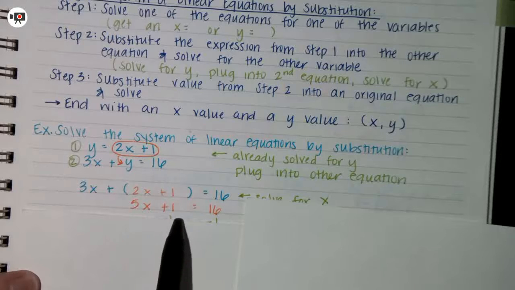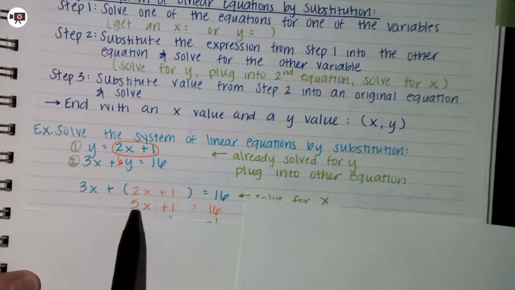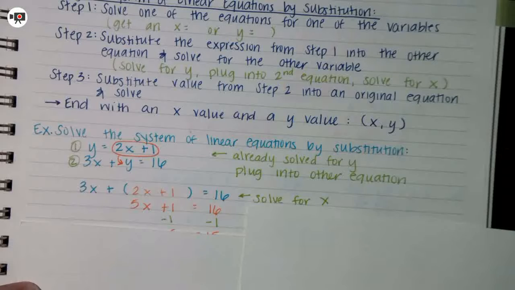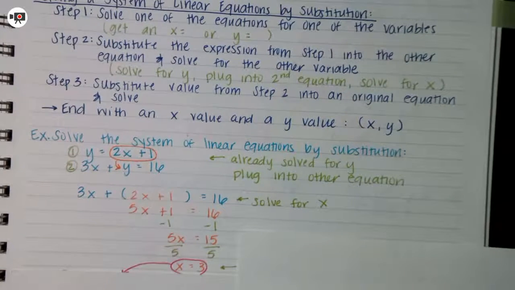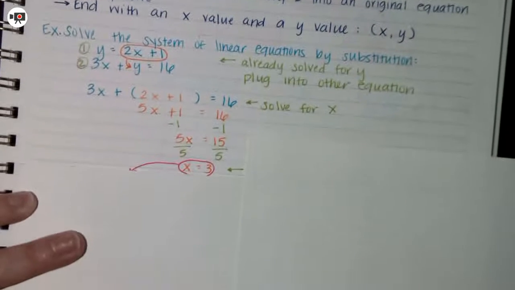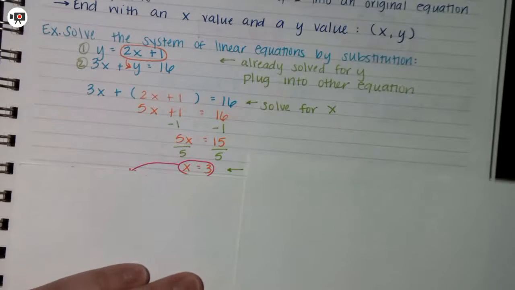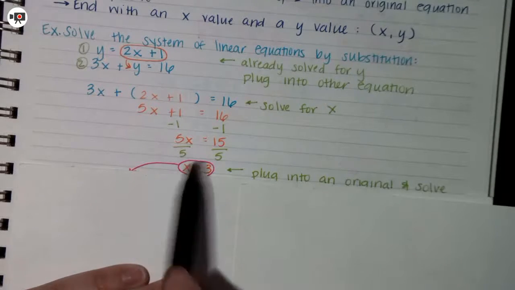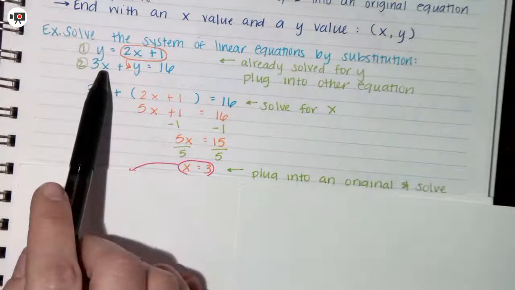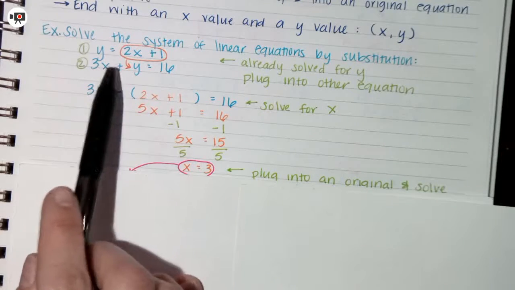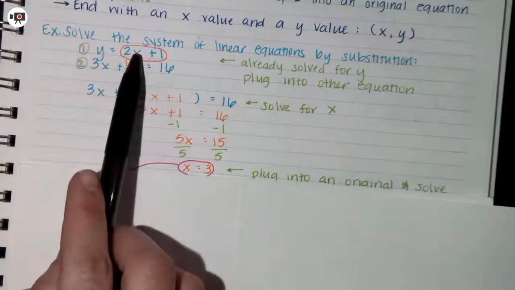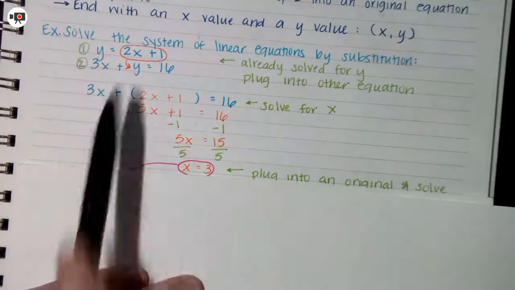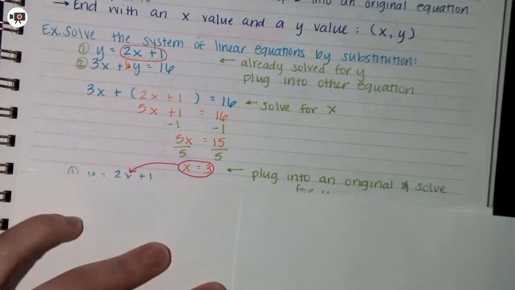So 5x plus 1, because 3x plus 2x makes 5x. And then I'm solving for x now. So 5x equals 15, which means x equals 3. Now I have an x equals, and I'm going to take what x is and plug it into one of my original equations and solve for y. I'm going to plug it into equation 1 because it's a y equals. So putting an x in here will leave me with what y is. It just makes it a little bit simpler.